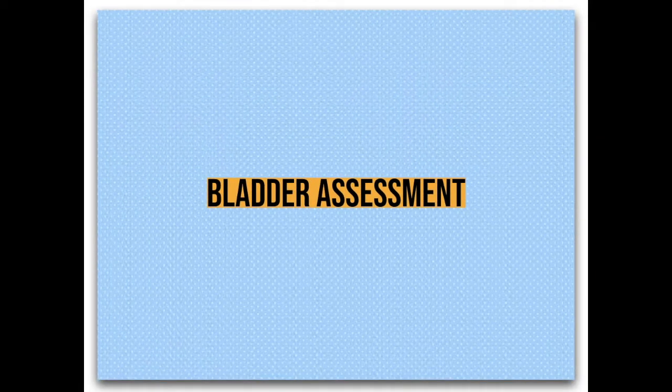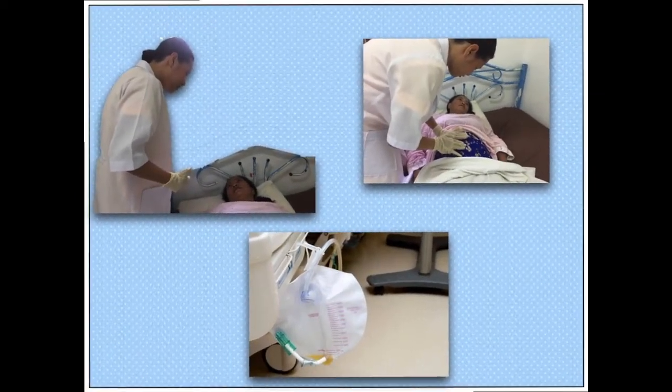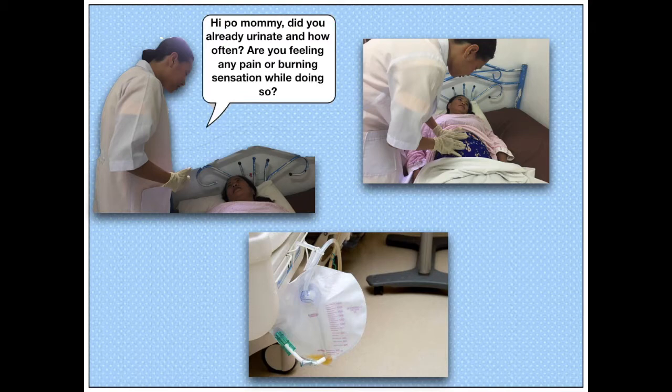Moving on to the bladder assessment. Begin by asking the client for the voiding patterns, presence of pain or burning sensation during urination, palpate for bladder distension, and then track fluid balance, which is the intake and output. You can check the output by checking the catheter. The normal output is 30 ml per hour.